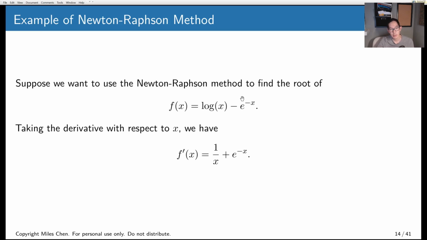So let's try this out on our function that we saw earlier. Our function is log of x minus e to the negative x. In order for this to work, we have to figure out our derivative. The derivative of log of x with respect to x is going to give me 1 over x. And then I have e to the negative x. The derivative of that is e to the negative x times, with chain rule, negative. So we're going to get 1 over x plus e to the negative x. That's going to be the derivative of f of x.